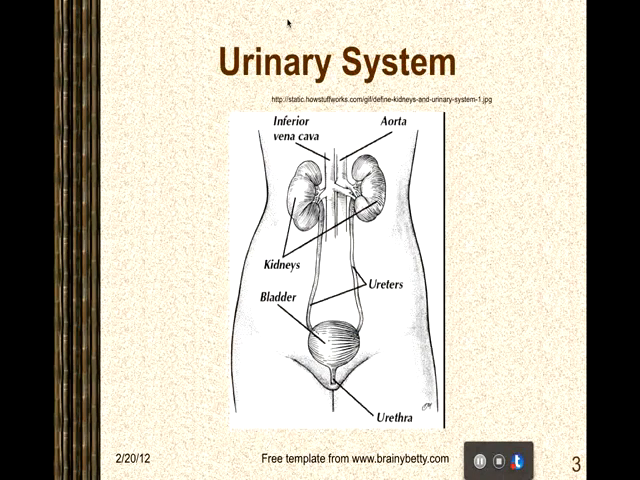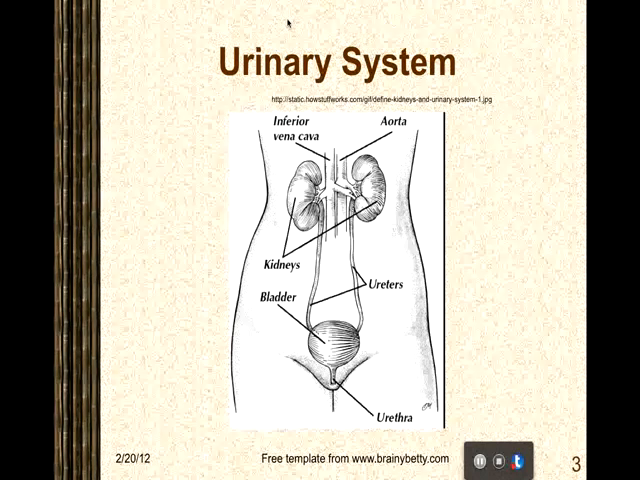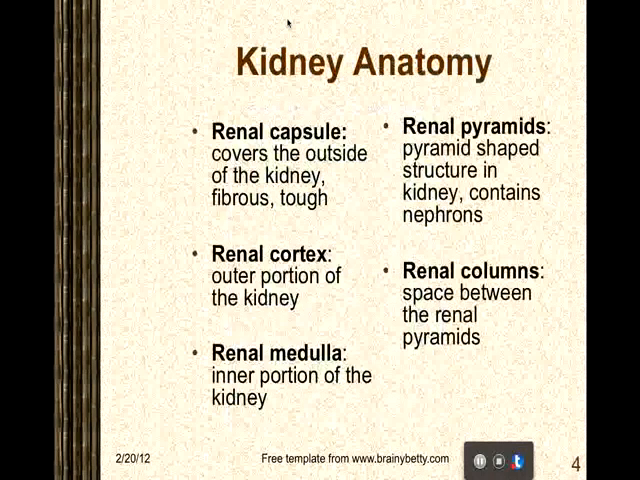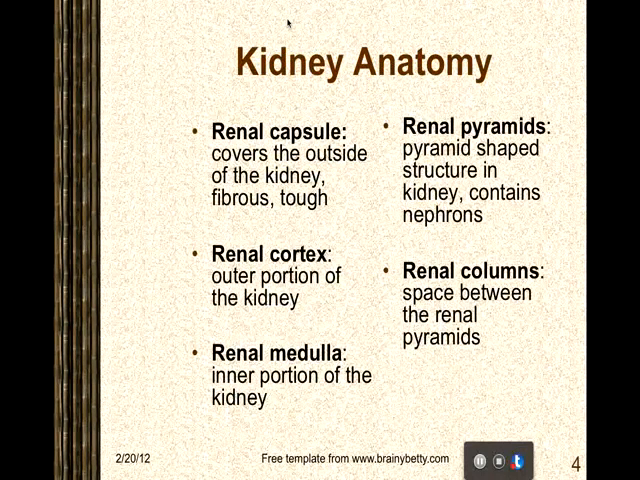This illustration shows the organs of the urinary system and their relative locations in the body. Compared to other systems we've studied, the urinary system is fairly small. The kidney itself is about the size of a fist and is located behind the peritoneal cavity, or retroperitoneal. It is the shape of a kidney bean.